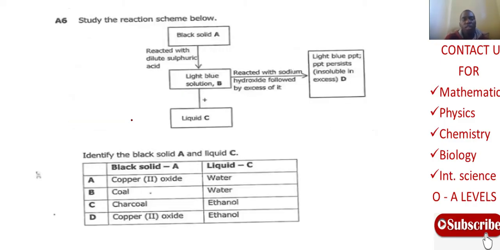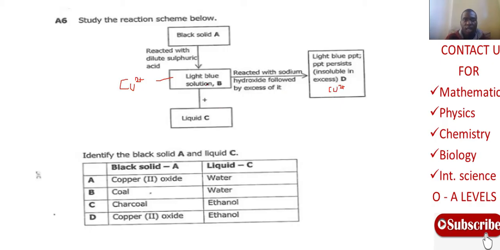Okay. Question 6. Study the reaction scheme below. Black solid A reacts with dilute sulfuric acid to produce a light blue solution. Now, a light blue solution in chemistry always indicates the presence of the copper(II) ion, Cu2+. They added sodium hydroxide followed by an excess of it, and it gave us a light blue precipitate. So here we have just confirmed again that we have Cu2+ ions.